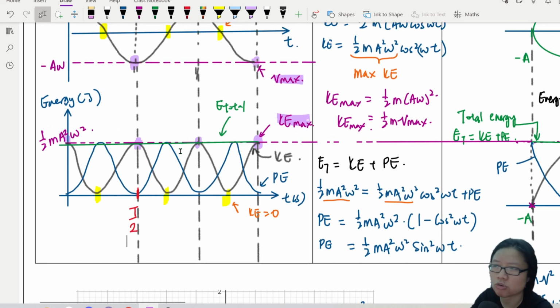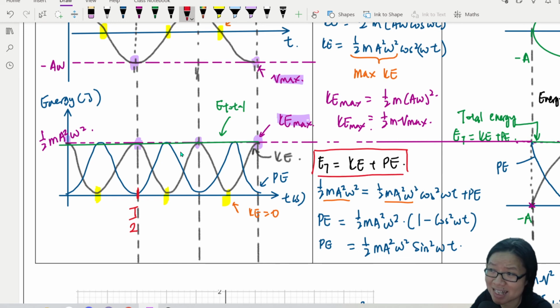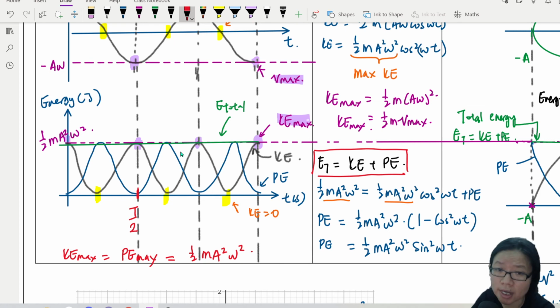You don't need to know the equation. What you need to know is this one. Total energy is KE plus PE and the maximum value, KE max is equal to PE max, which is equal to half m A square omega square. These are the important things. The equation, I just show for fun.